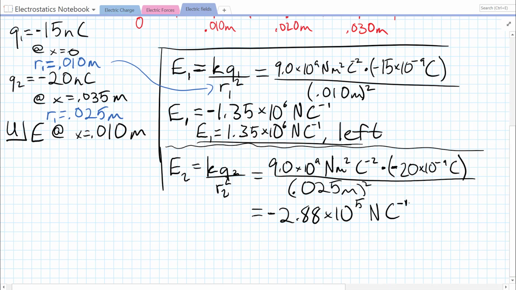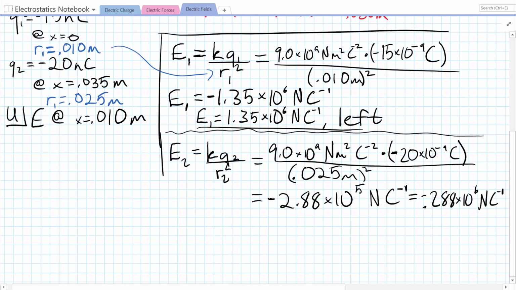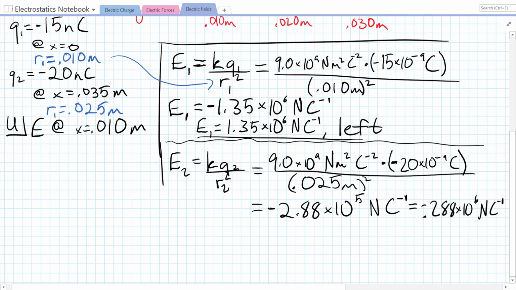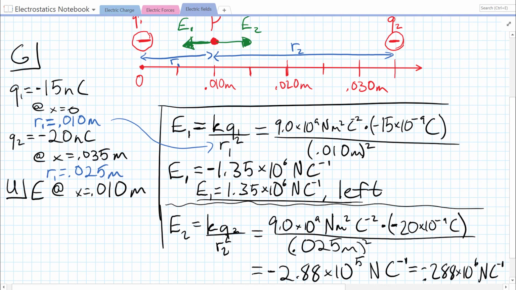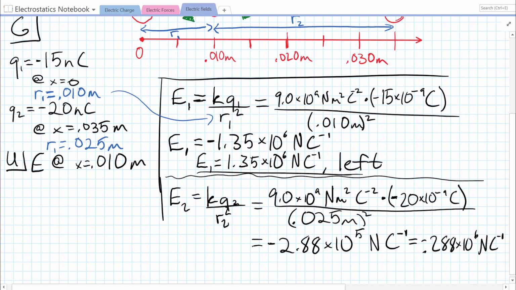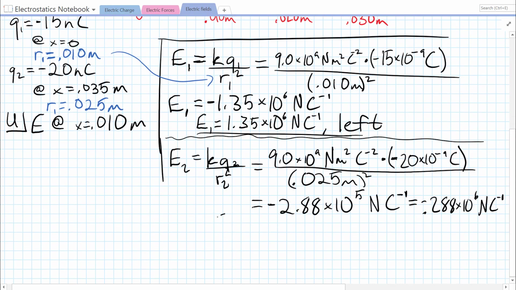And if we want to keep that to the same exponent, we could also write that as negative 0.288 times 10 to the 6 newtons per coulomb. That way it'll be easier to combine these. Again, I'm going to get rid of that negative sign. That negative sign tells us it's just towards the charge producing it. But we know that in this case, that means it's going to be pointed to the right, in a completely different direction. So the negative sign actually doesn't tell us the explicit direction here, so we have to be careful there. So E2 is going to be 0.288 times 10 to the 6 newtons per coulomb, and the direction is to the right.